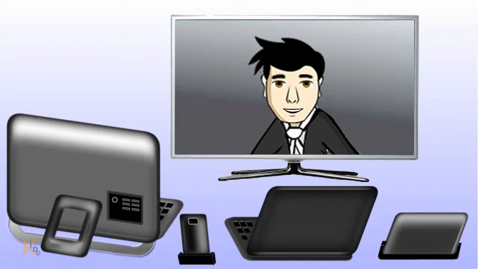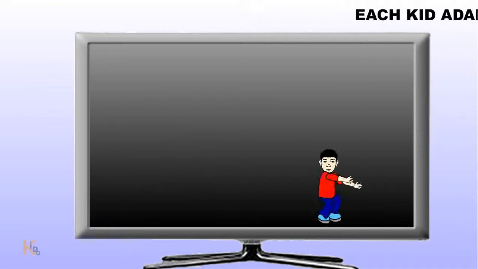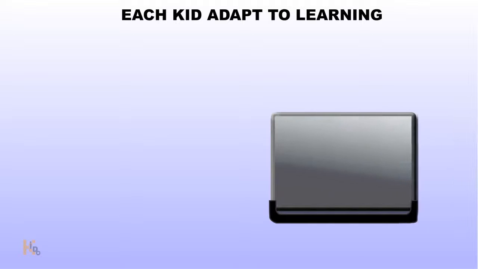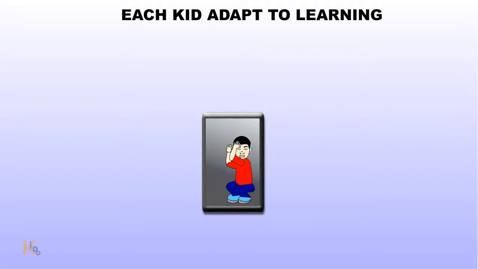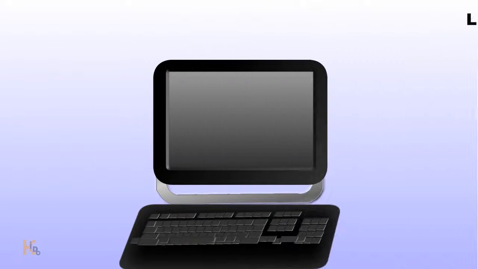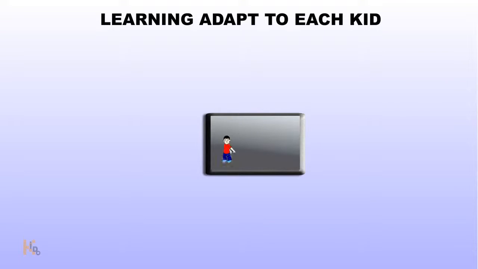Kido is an organization that advocates using information technology as a foundation of education, so that kids can adapt to the fast-changing environments of science and technology. These changes point the way towards a diverse learning ecosystem. In the legacy learning system, each kid adapts to learning. But in Kido, learning adapts to each kid.